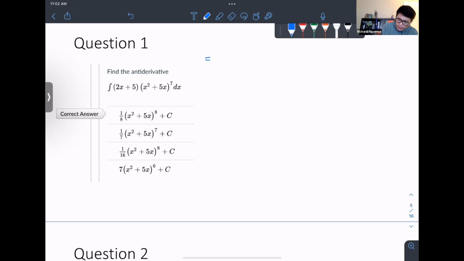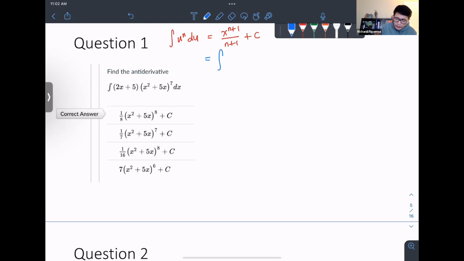Looking at the given integrand, it suggests that we could use the power rule here, because if our u becomes x squared plus 5x, it's most likely that we'll be able to get the 2x plus 5. So I'm going to arrange it, okay? This one would be the format, u raised to n du, so as to use the rule u raised to n plus 1 all over n plus 1 plus c.